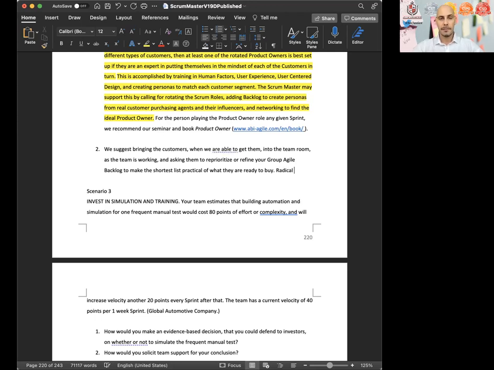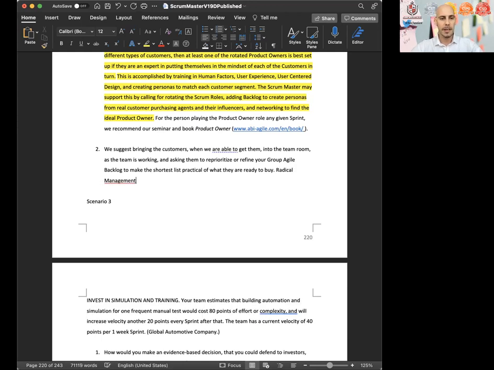that does have a name, where the customers reprioritize the development backlog directly with the product owner consulting, and the product owner ultimately makes the decision, but the product owner and team get great feedback listening to the customer. That has a name. It's called Radical Management by Steve Denning, a former manager of the World Bank.